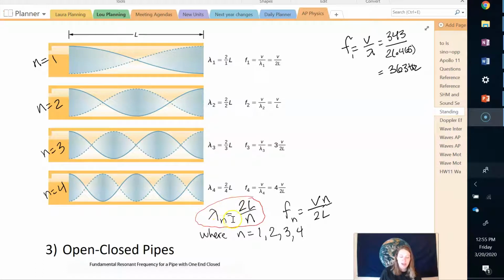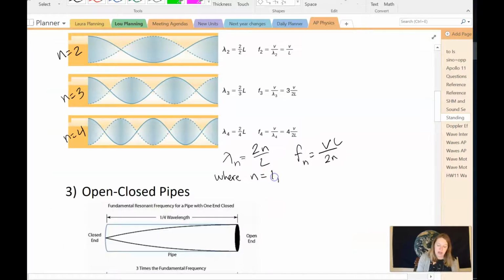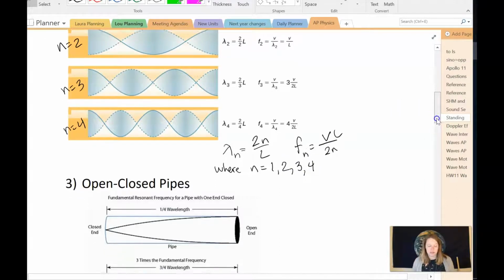So the wavelength for any n harmonic or overtone is 2L divided by n, and the frequency for any n harmonic or overtone is the speed times the harmonic number divided by 2 times L. And we have harmonics that are nice, positive, non-zero integers.